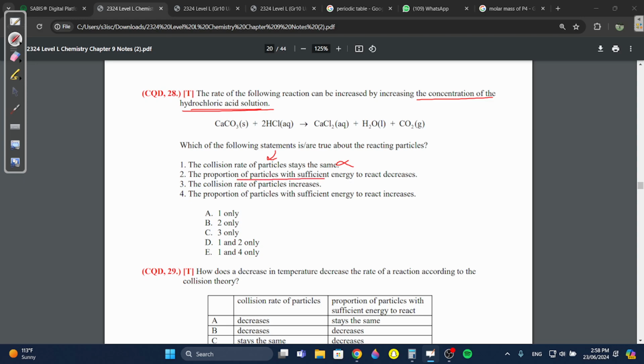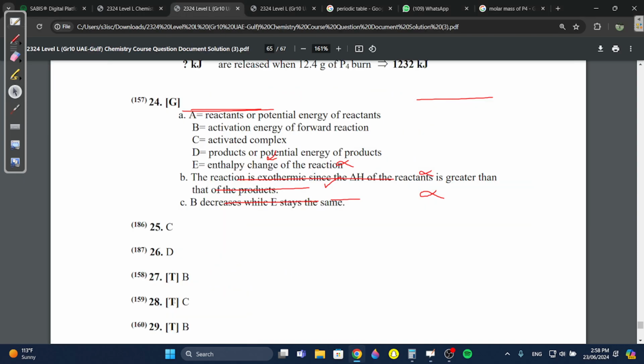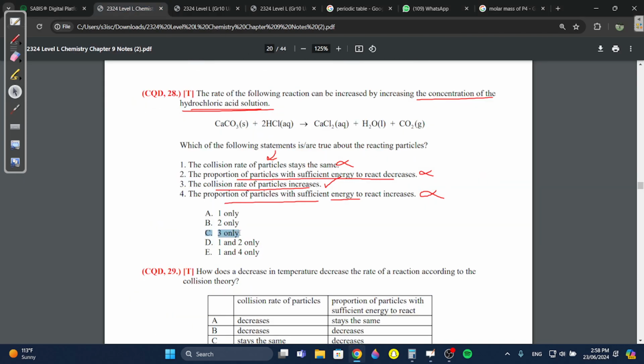The proportion of particles with sufficient energy to react decreases. That doesn't really make sense. We're increasing concentration, so it has nothing to do with energy. The collision rate increases. Well, yes. The proportion with sufficient energy increases. No, we didn't say anything about energy. We're talking about concentration. So 28 should be C, 3 only.